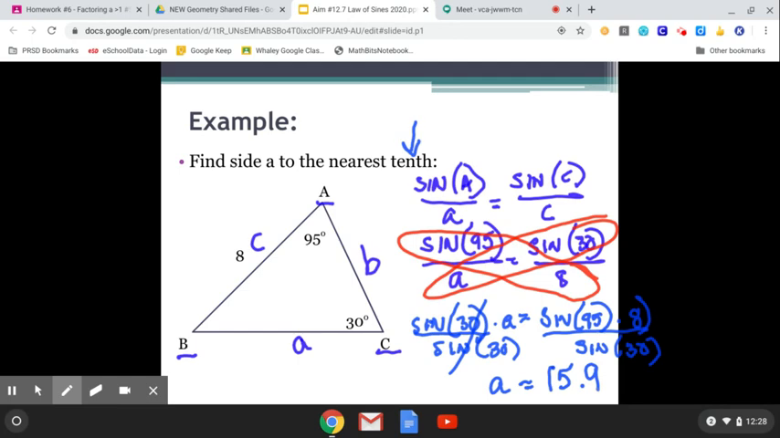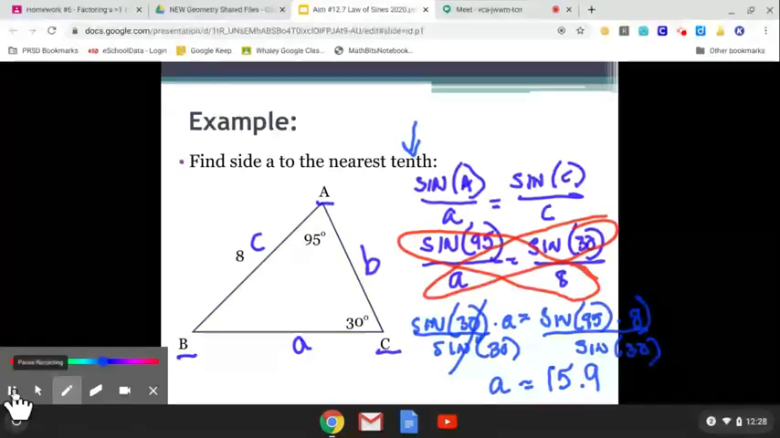And that makes sense. Remember, we learned at the beginning of the year as well that the longest side is always across from the biggest angle, and the shortest side is always across from the smaller angle. So it makes sense that side A is longer than side C because angle A is bigger than angle C. All right, take a moment. I'm going to pause the video. You can copy down any notes you need to, and then we're going to look at one where we have to find the missing angle.